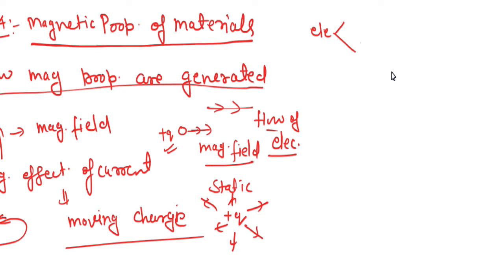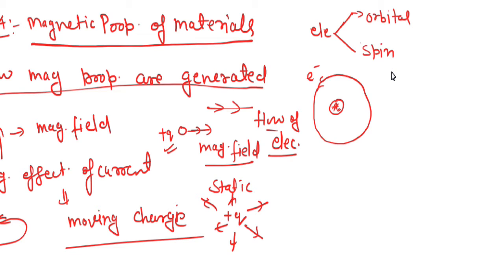Electron has two type of motion. Suppose this is your nucleus, and electron is moving in a circular orbit around this nucleus. So this electron has two type of motions. First one, orbital motion, and second one, spin motion.